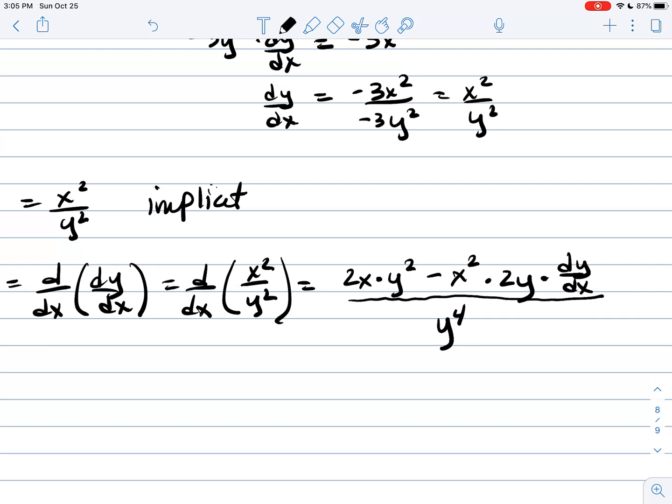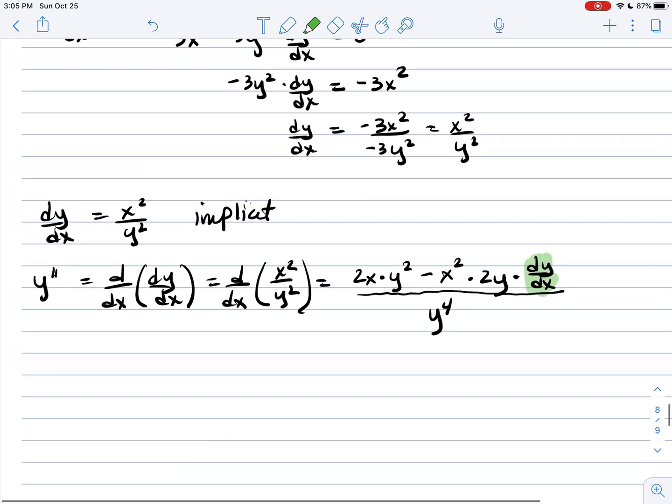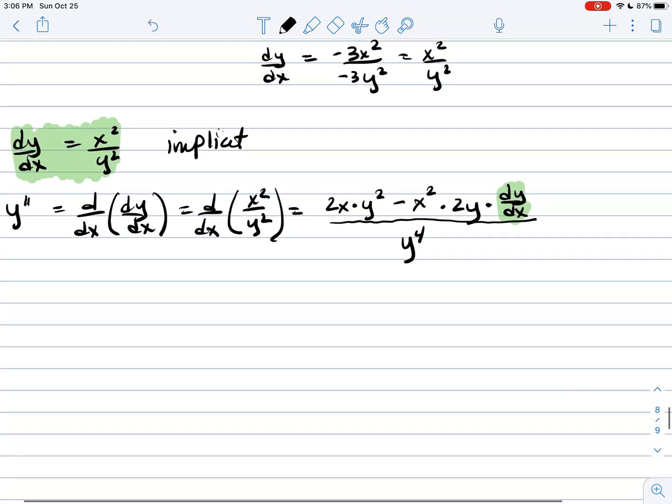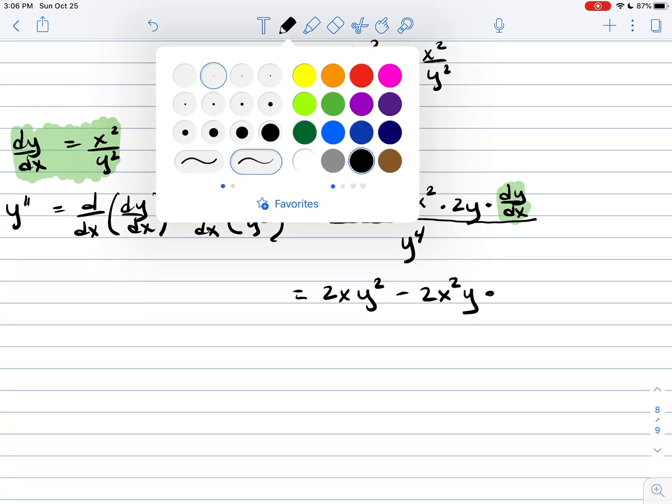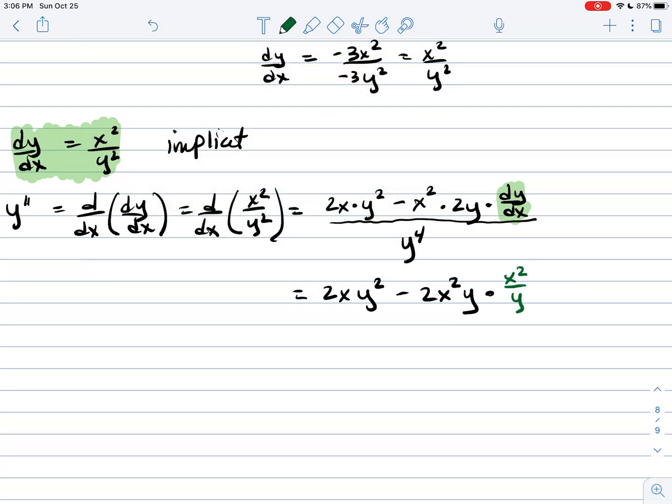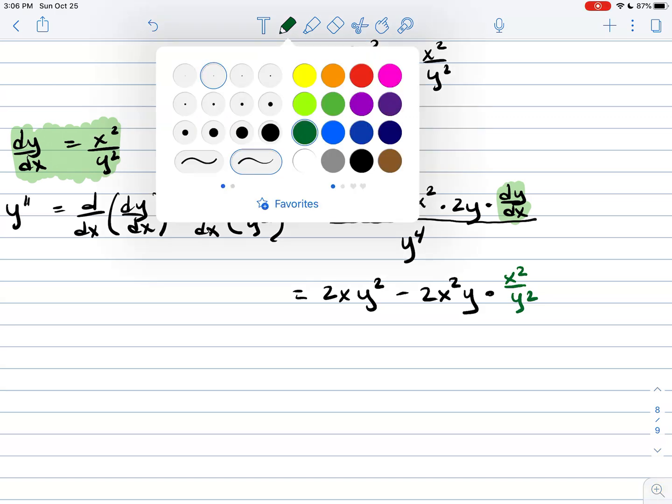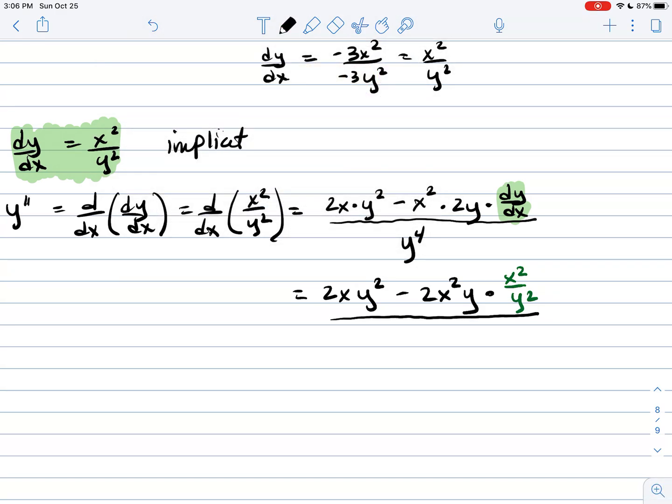Now, this is an expression for the second derivative, but we actually want a formula that only contains x and y. We don't want one that contains dy/dx. So what do we do with the dy/dx? We go back to our expression for dy/dx and we substitute that value in. So this is going to equal 2x y squared minus 2x squared y times, and I want to plug in my x squared over y squared. Good? All over y to the fourth.